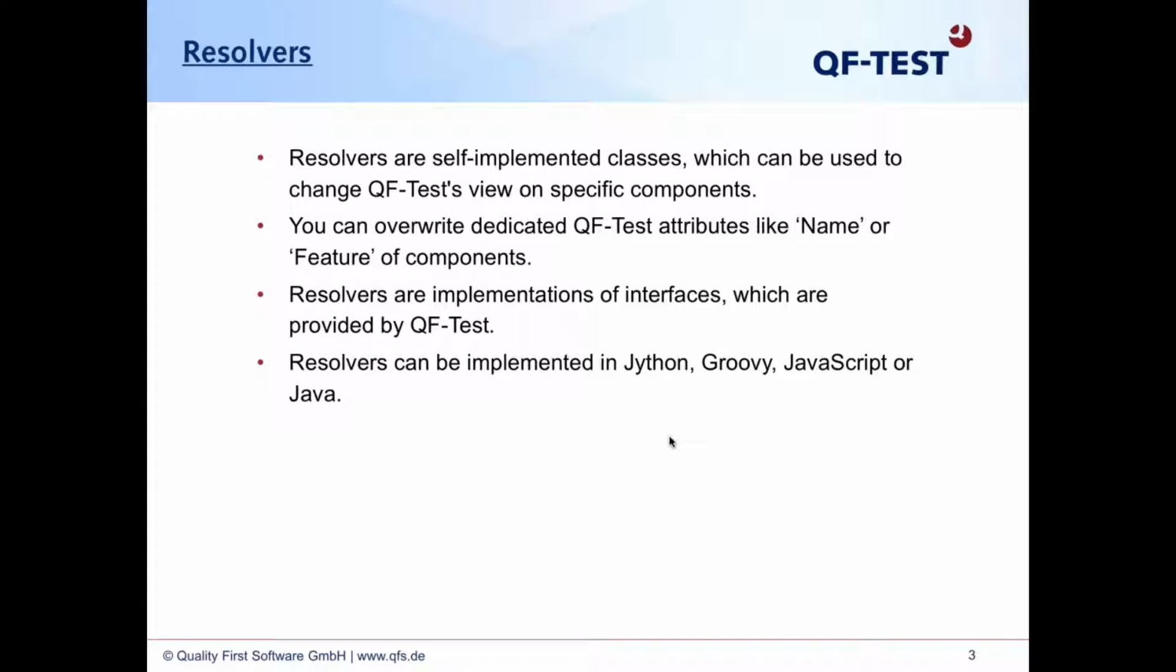So if you don't return any value, or return null or none from a method, then QF-Test knows this method wasn't able to determine any name for the component, so it uses the built-in functionality of QF-Test. As I've said, you can implement those in all the script languages. You can even implement them directly in Java by implementing the interfaces as explained in the manual, but I won't get deeper into that today.